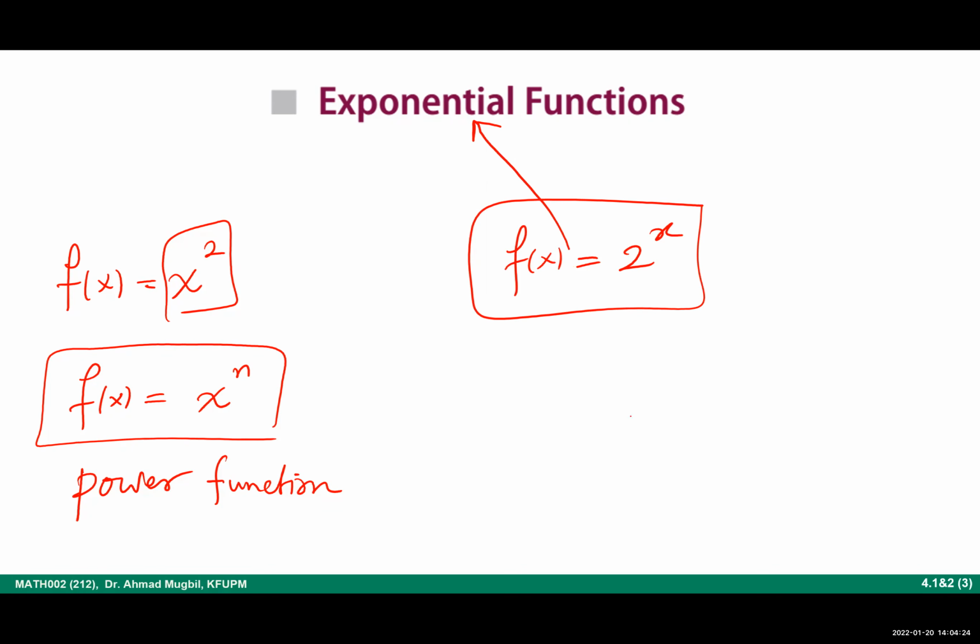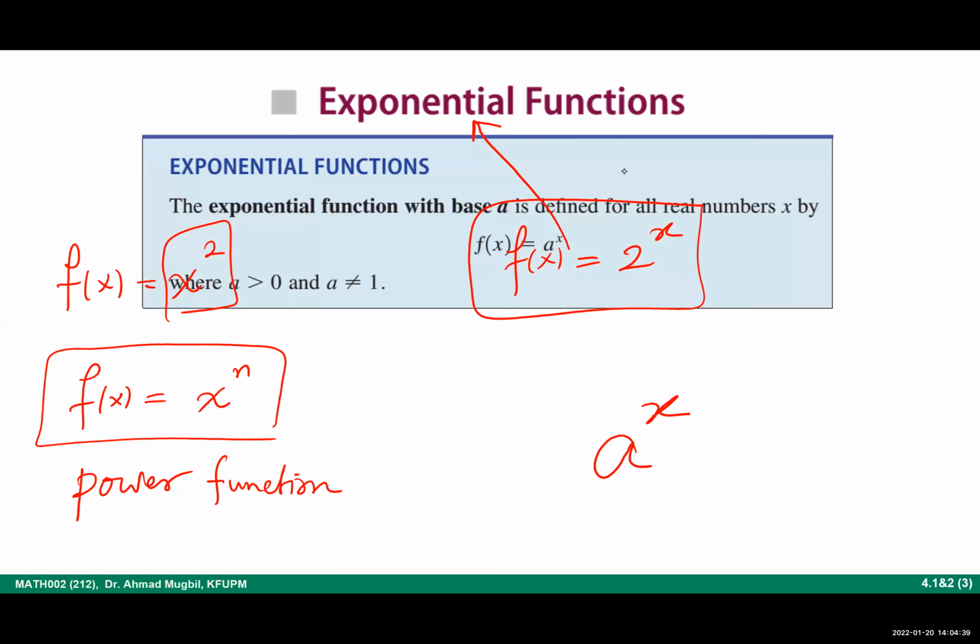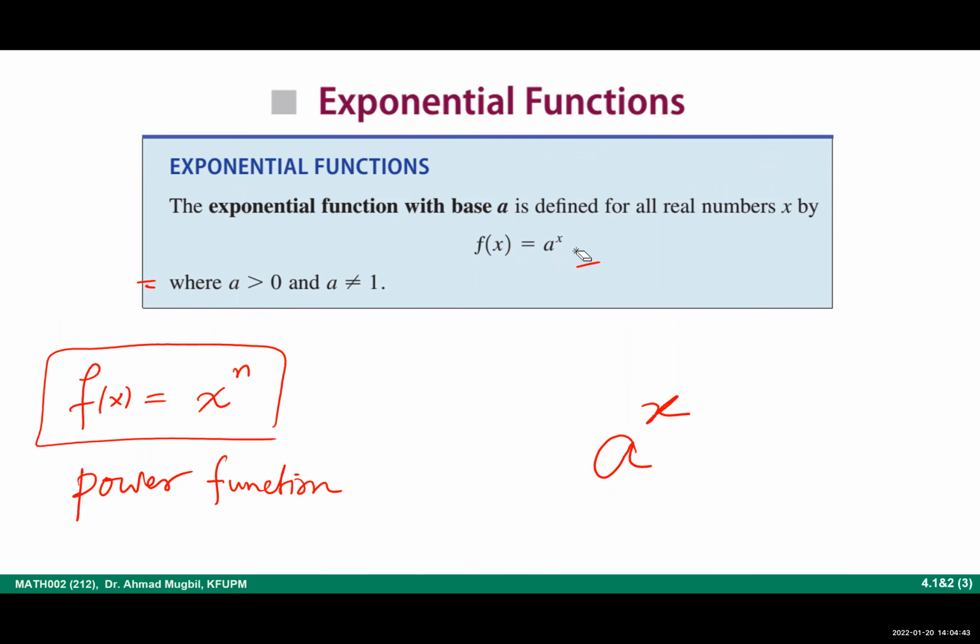It is about when you have a constant, a fixed, well-known number. It is not a variable, and it is to the power what? x. The variable of the function is here. So when you have such a function, we call it an exponential function with base a. Look at it. The exponential function with base a is defined for all real numbers x.